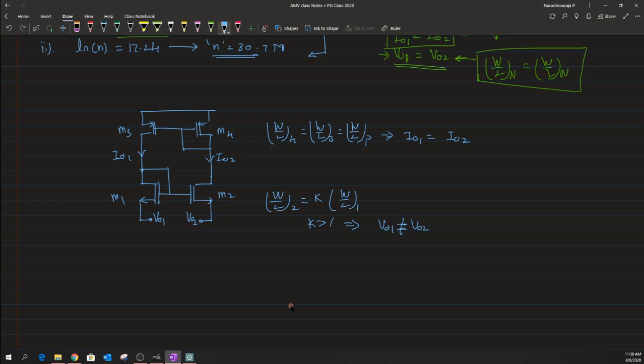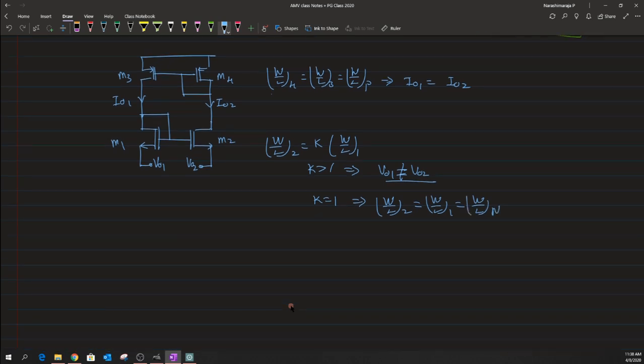So in order to ensure that our VO1 is exactly equal to VO2, one has to make sure that the k value is taken as 1, which means I have to have both the NMOS aspect ratios to have the same value. So that we equate to W by L of N here. With that condition, one could ensure that our VO1 is exactly equal to VO2. And after this, the bottom structure remains the same.